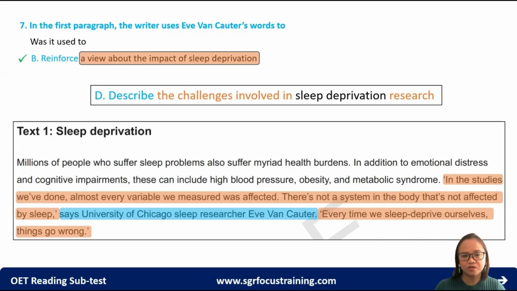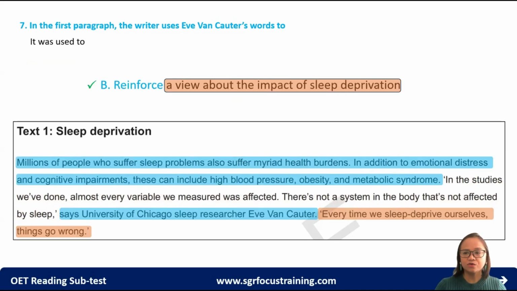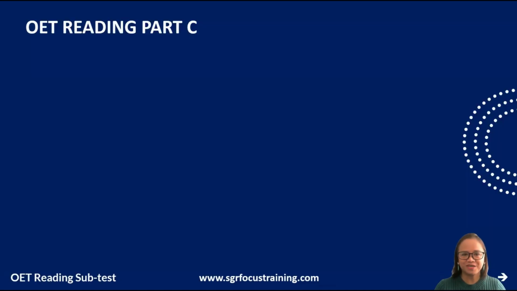When you say challenges, problems, okay? There's nothing there about problems about the research. Yes, there are problems about sleep deprivation, not getting enough sleep, but there were no problems discussed with regard to doing the research. You just said, we did the study, here is the result. So that means letter D is not the right answer. So that confirms then, and you can be confident, you can choose letter B as the right answer for question number 7. It does reinforce a view about the impact of sleep deprivation.